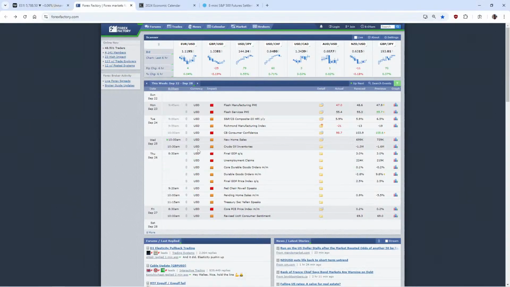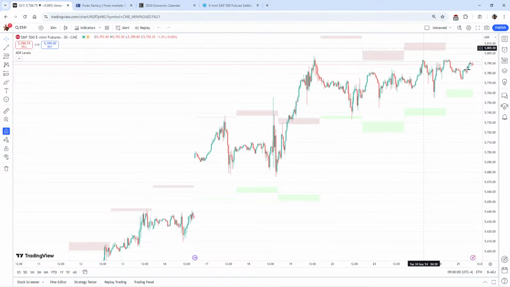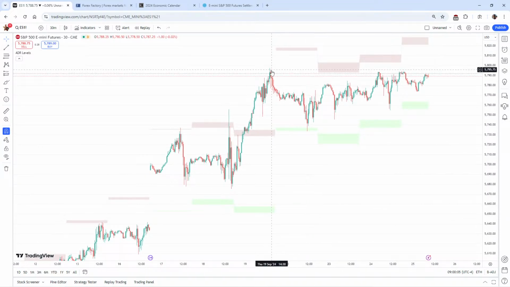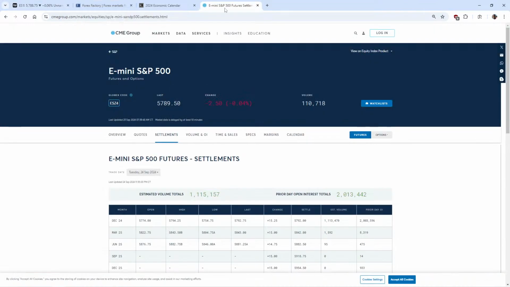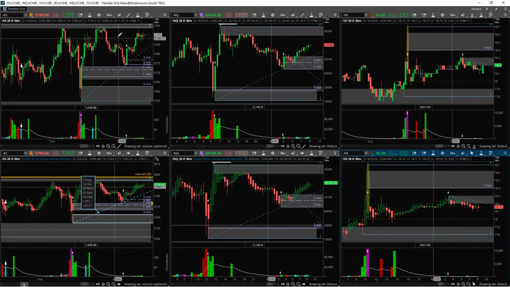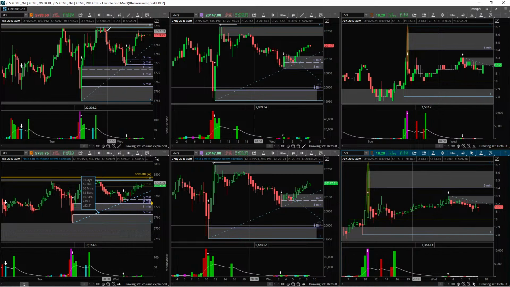So today we have 10 o'clock and 10:30 news. This is what's happening. We really have been holding this area right here for sure. So that is my spot right now. I need to get above it to even do any longs. 5792. So right about here somewhere. Settlement. So we're hitting settlement.